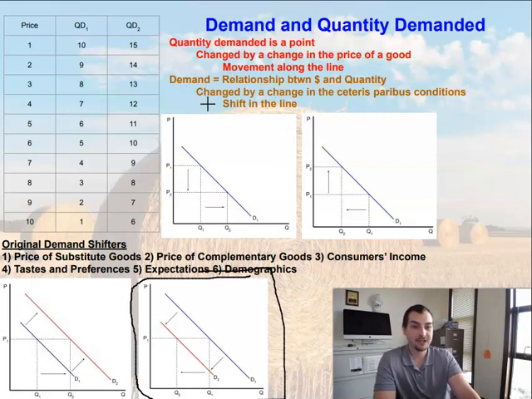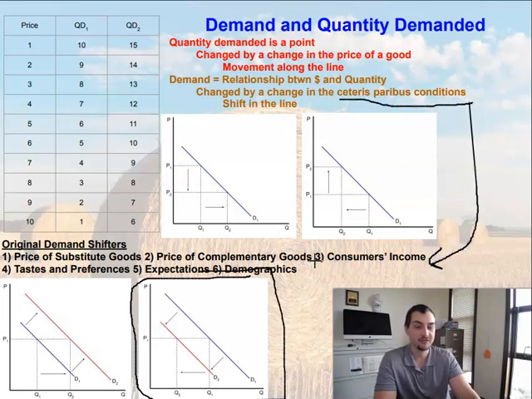Demand is a relationship, and it's only changed by a change in the ceteris paribus conditions. These 6 shifters of demand are known as the ceteris paribus conditions. They will shift the line, either inwards or outwards. The old standard was talking about 6 different shifters of demand. We talked about them throughout the lesson; we're just giving them a different name now. Price of a substitute good, price of a complementary good, consumer's income, tastes and preferences, expectations, and demographics.